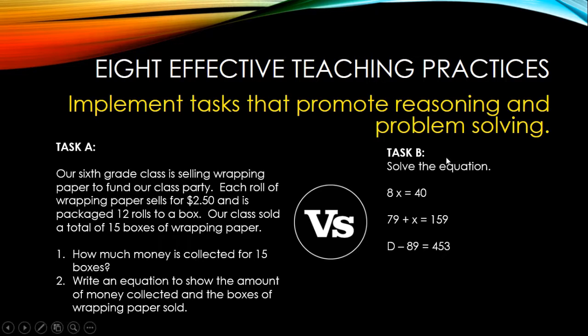In contrast, Task B is a low-level task. Now let me explain why. It implies students are to use a memorized procedure to solve. It's procedural practice only. It does not ask students to explain or justify their answers. The mathematics students learn by doing high-level tasks like Task A is very different from the learning that takes place with low-level tasks.